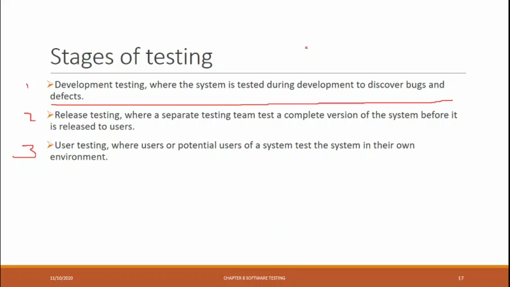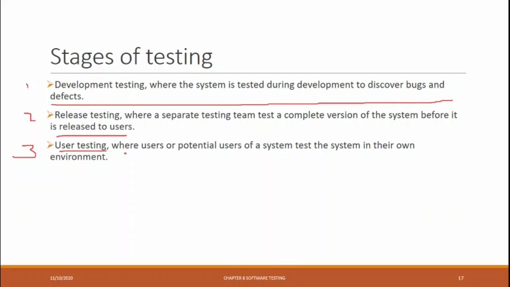In release testing, a separate testing team tests the complete version of the system before it is released to the users. This is something like a filter. First filter: if you find any errors, return it back. Even if errors are missed by mistake, the release testing team will find them. If they find any error before releasing to the customer, they send it back to development to clear the errors. This is all before releasing the product to the customer.